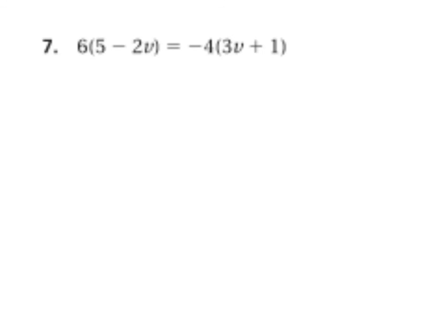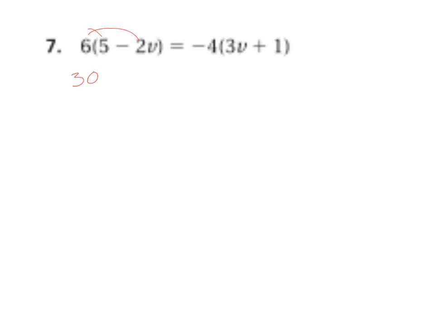So we're going to start by distributing. And we're going to distribute 6. So 6 times 5 is 30. 6 times negative 2 is negative 12v. Negative 4 times 3v is negative 12v. Negative 4 times positive 1, negative 4.